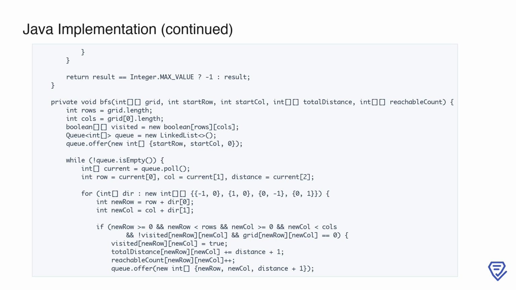We initialize a visited matrix to track cells we've already processed during this BFS traversal. We also use a queue to manage the BFS, starting with the building's location and an initial distance of 0. While the queue is not empty, we process each cell by dequeuing it and checking its neighbors. For each valid neighbor, those that are within bounds, not visited, and are empty land, we mark it as visited, update its distance in the total distance matrix, increment its count in the reachable count matrix, and enqueue it with an incremented distance. This ensures that all reachable cells are properly updated as the BFS expands outward from the building.